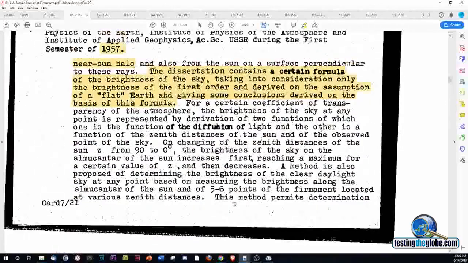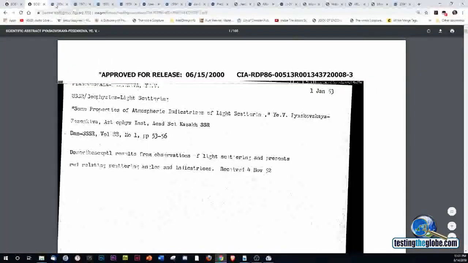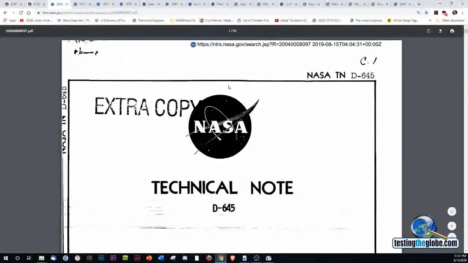Again, 1957. The dissertation contains a certain formula of the brightness of the sky, taking into consideration only the brightness of the first order, and derived, get this now, on the assumption of a flat Earth, and giving some conclusions derived on the basis of this formula. So the Russians are trying to check out the firmament based on assumptions of a flat Earth in 1957? Very interesting, huh? Alright, let's see what NASA has to say.